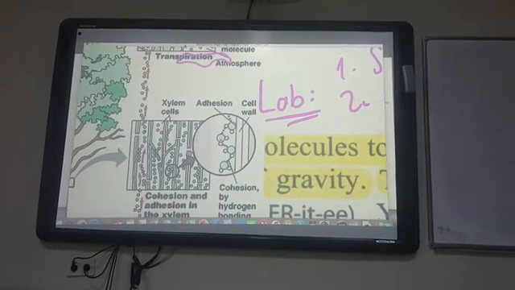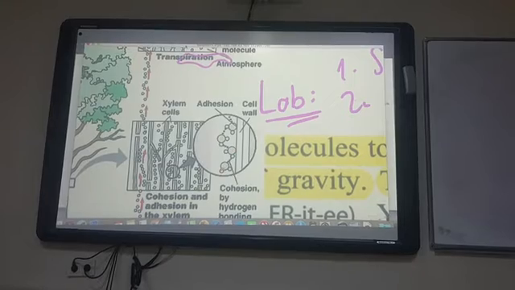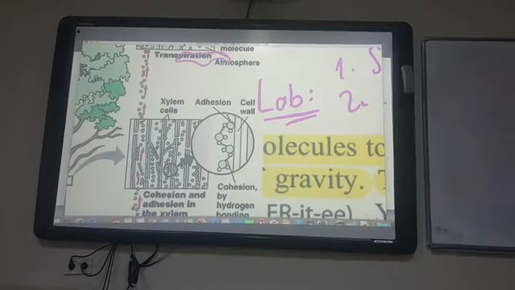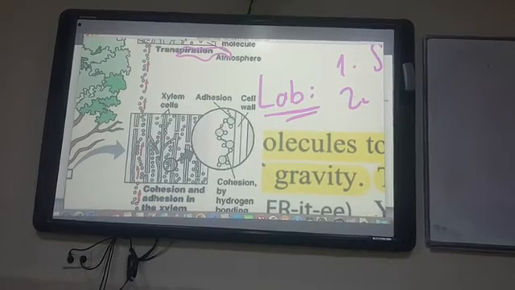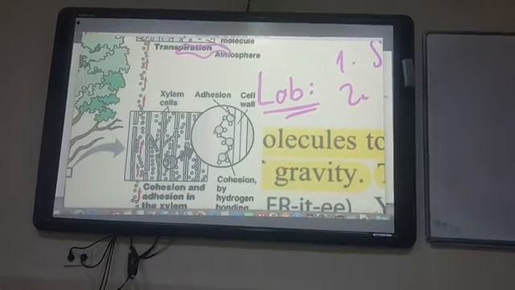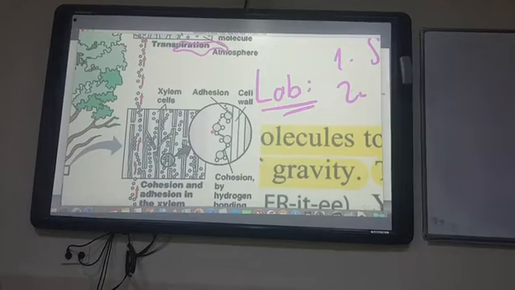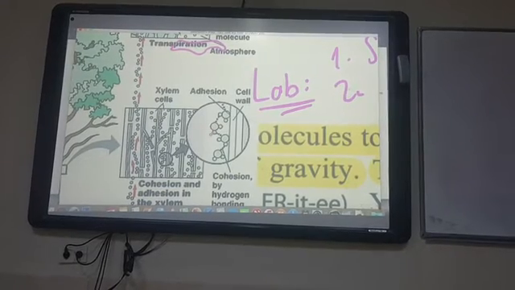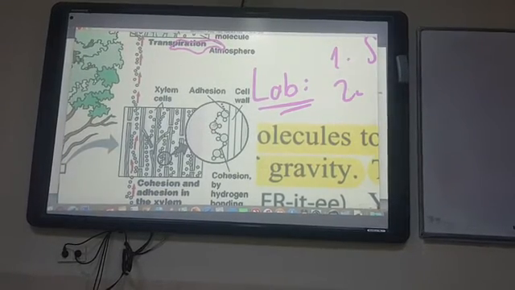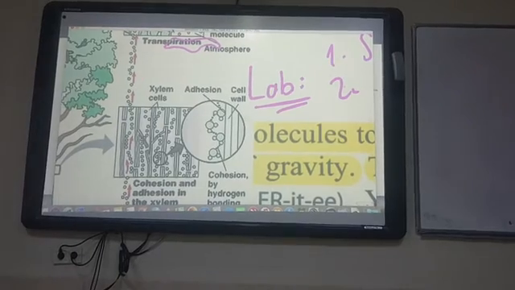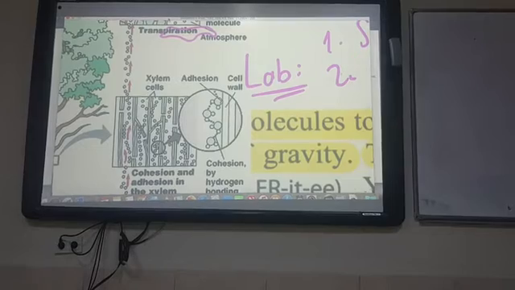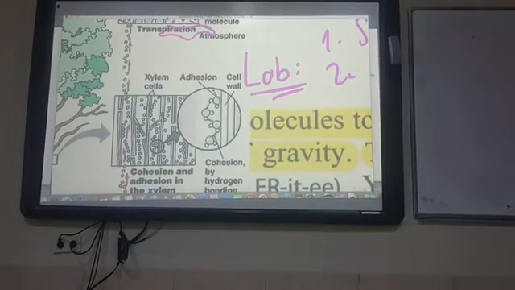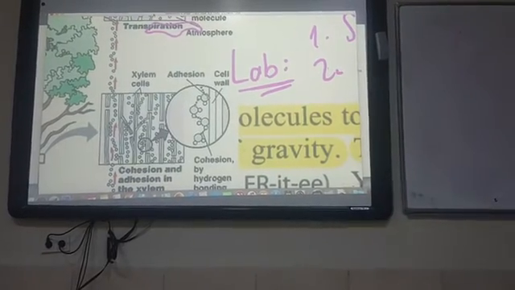These are water molecules. Between water molecules, there's an attractive force bond like this, a hydrogen bond. Is a hydrogen bond an example of cohesion or adhesion? Cohesion, because they are the same, water and water. Between water molecules and the cell wall, there's another attraction force. This is adhesion.